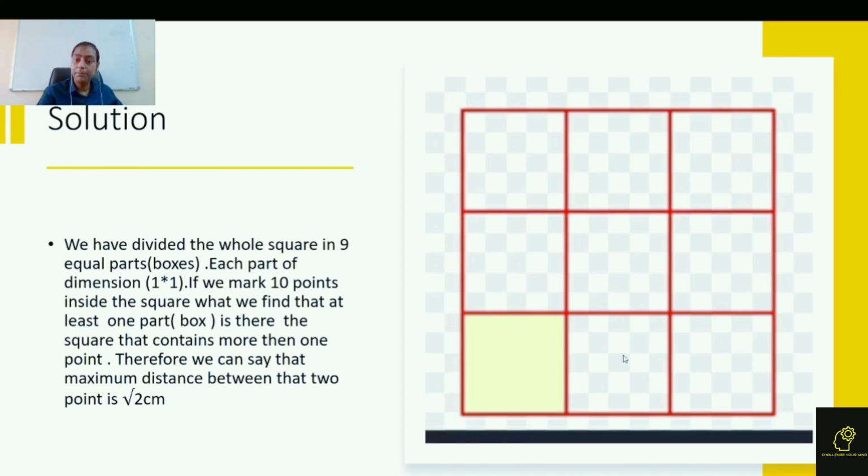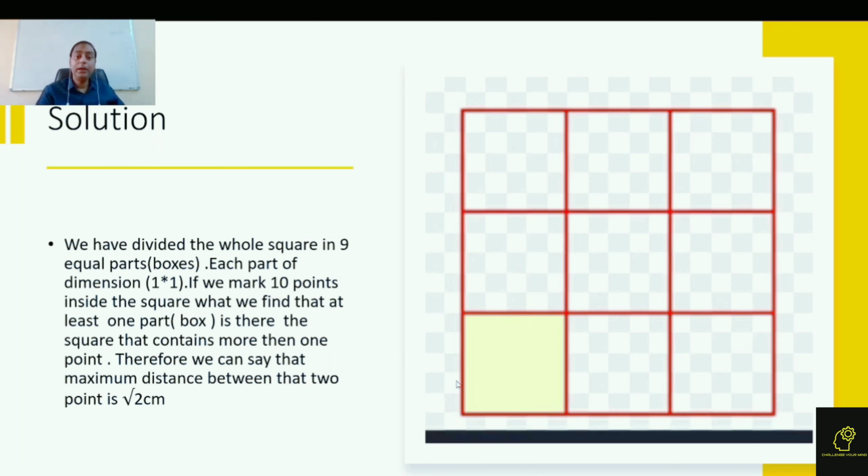What have we done here? We have simply divided the square into 9 equal parts. Each part has dimension 1 by 1, which means the length is 1 centimeter and the breadth is also 1 centimeter. Suppose you mark 1 point inside this square, 1 point inside this square, 1 point inside this square. If you mark in the same manner, 1 point inside every square, what do you find? You have marked a total of 9 points, and you have to mark 10 points.